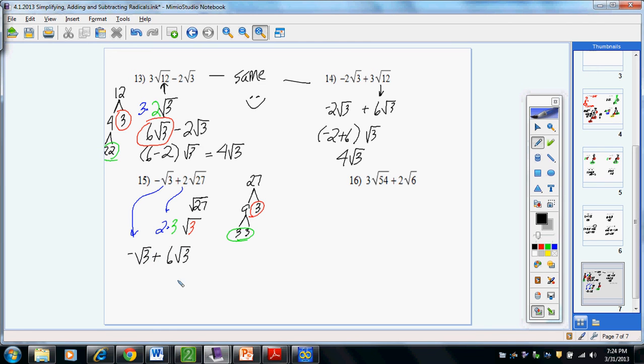Okay, so again we'll factor out the square root 3, and we're left with negative 1 plus 6, which will equal 5 square root 3.